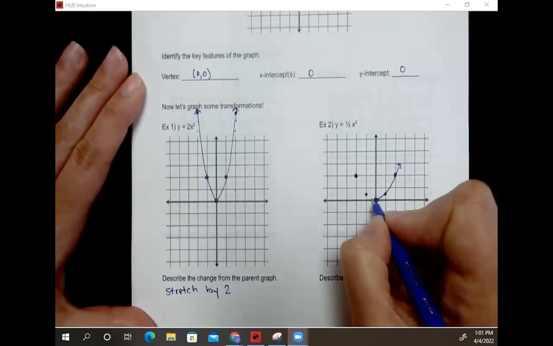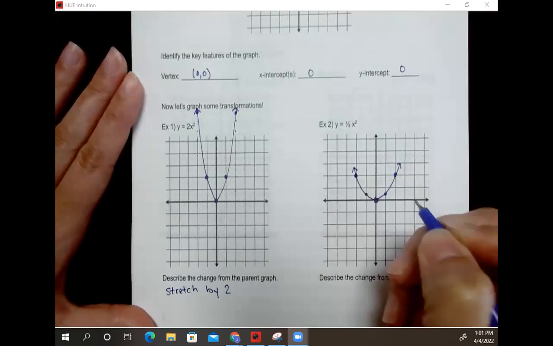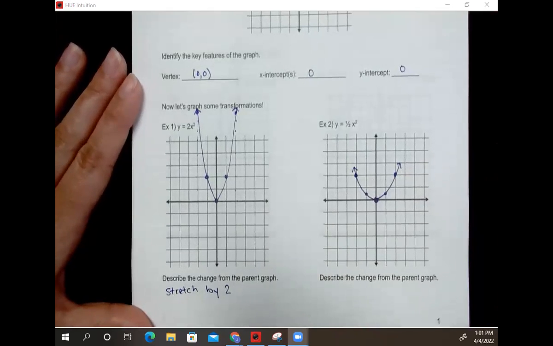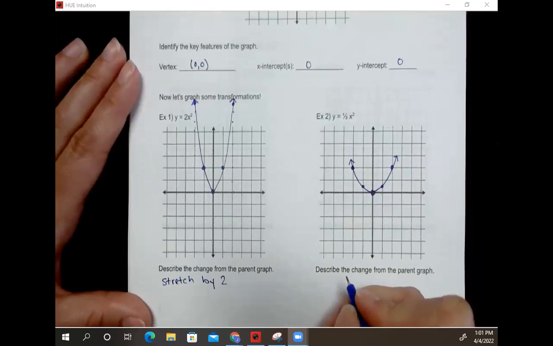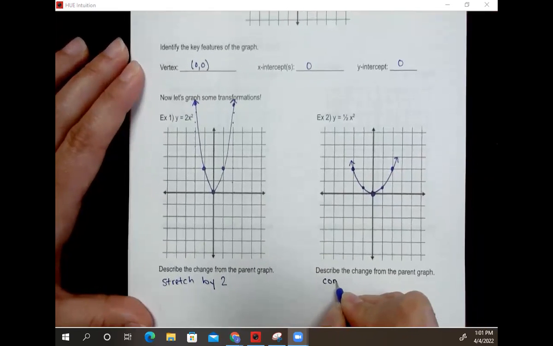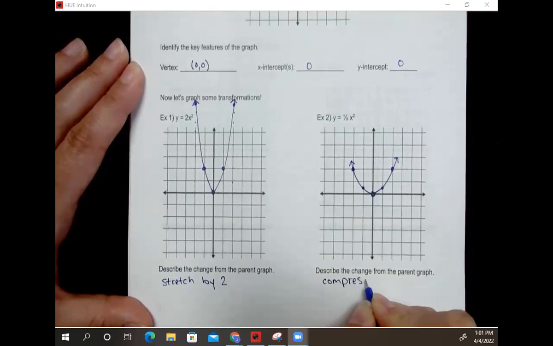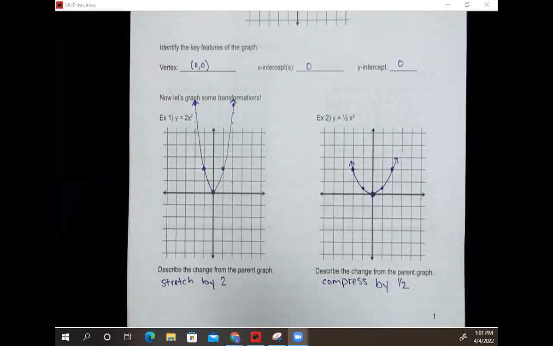So we get a parabola that's a little kind of smashed down. The term I used in Unit 8 when we talked about this was compress. So I'm going to use that here as well. What's the change I've made? I've compressed it by a half. So we don't get tall as fast as our parent graph.